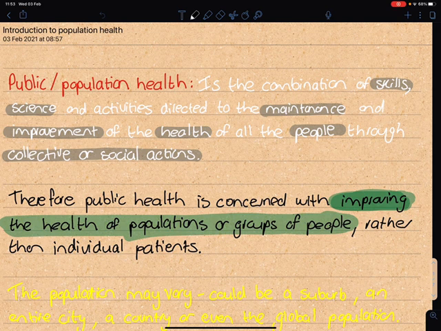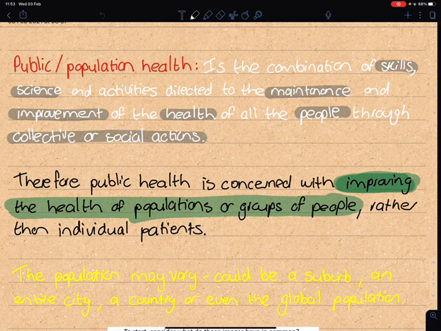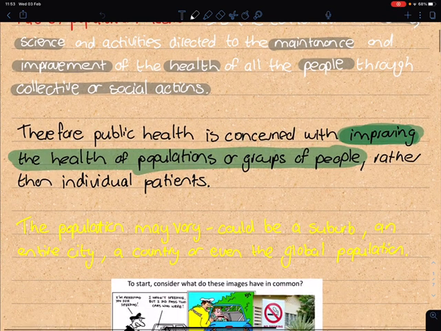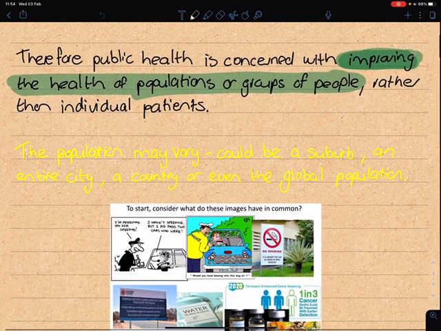In today's video we're going to do an introduction to population health. So public or population health is the combination of skills, science and activities directed to the maintenance and improvement of the health of all the people through collective or social actions. Therefore, public health is concerned with the improvement of health of populations or groups of people rather than individual patients.